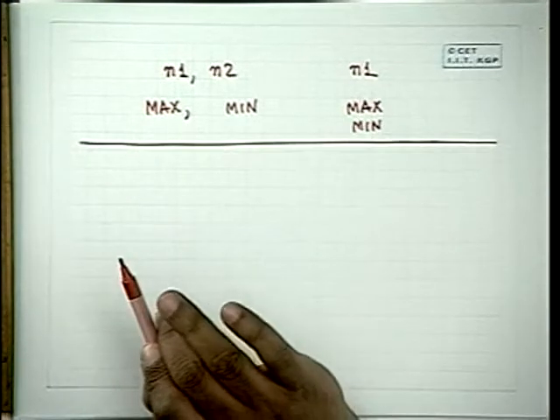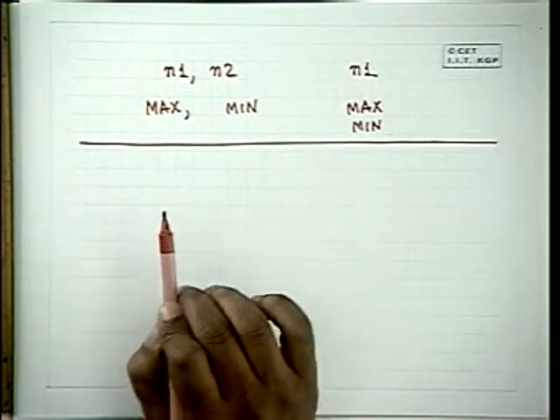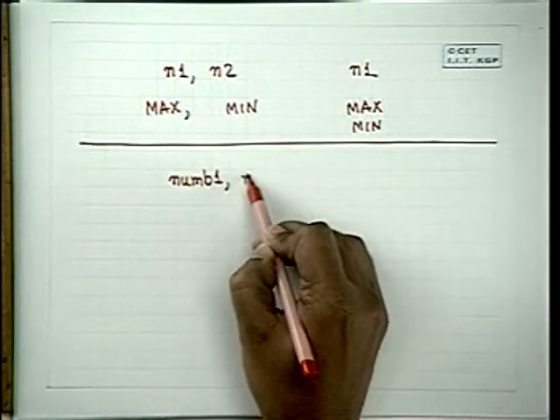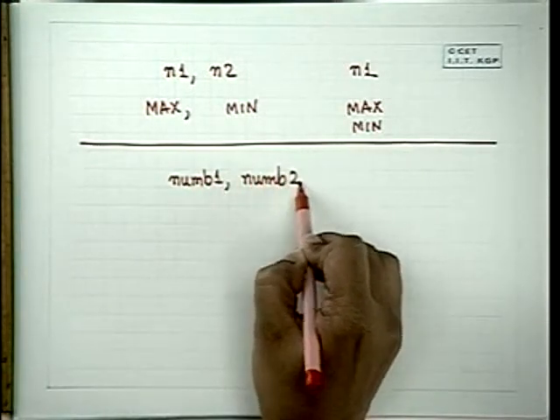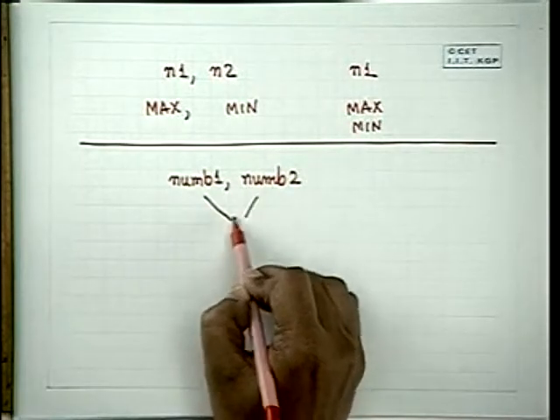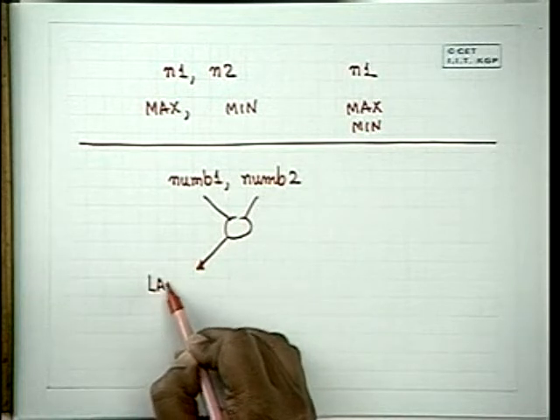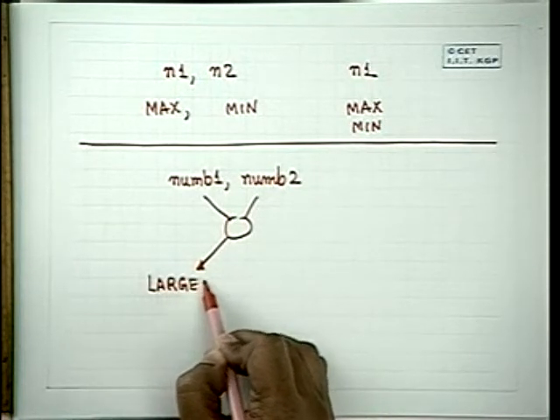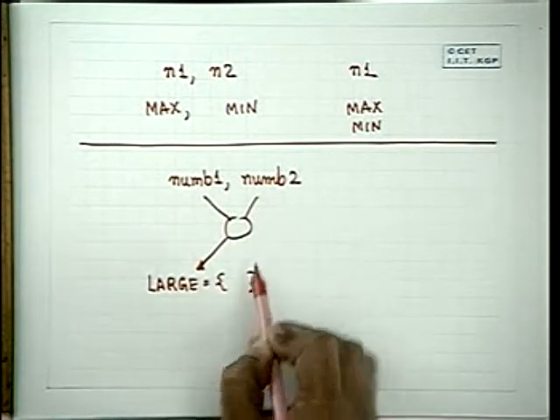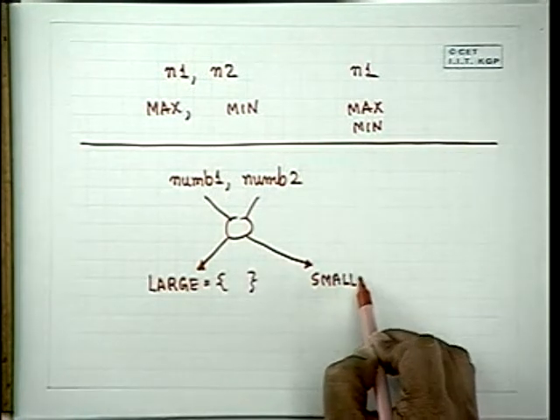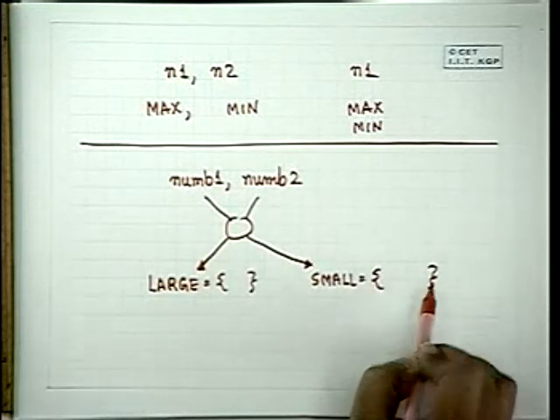That's the first part. And then what you do is, or you could have just read the numbers pairwise. Say you read the numbers two at a time, num1 and num2, and compare them. The larger one you put in a set large, and the smaller one you put in a set small. This was exactly our tournament structure.